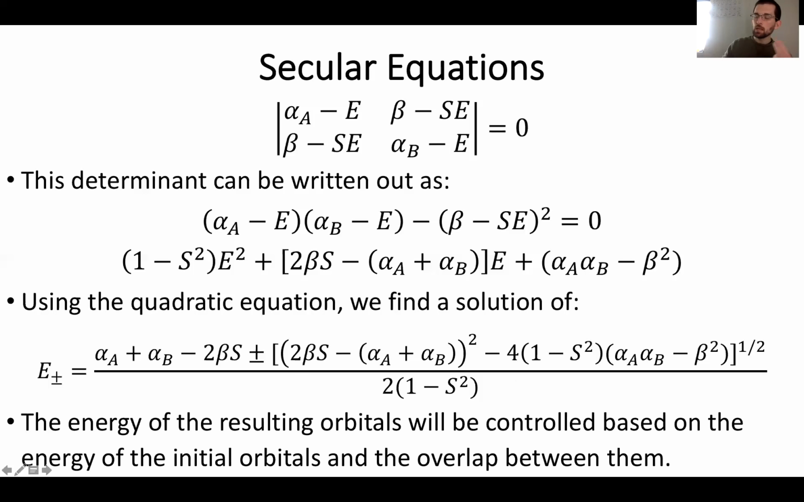But this does make a certain amount of sense. When I'm mixing two atomic orbitals, I'd expect that one goes up, one goes down, and the energies tend to be centered around the average of my two atomic orbitals. So this helps support what we've been intuiting so far.